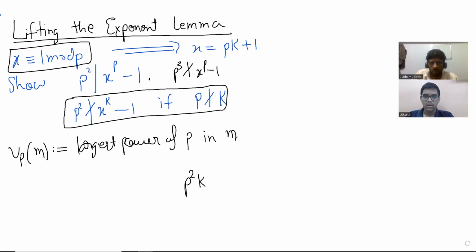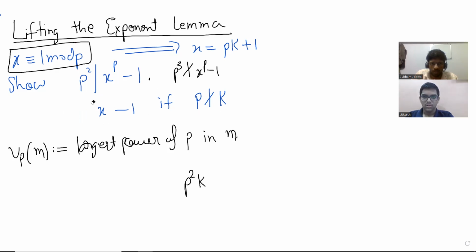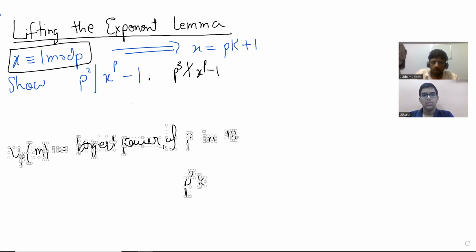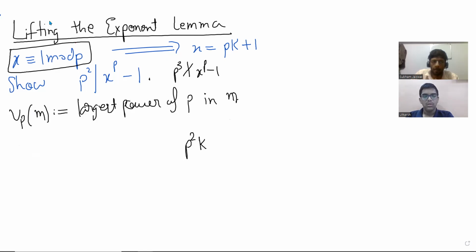I think we have two k's going around, so that's a confusion. So just remove this. This k is our x equal to pk plus 1. Now we don't know if p divides k or not. p can divide k, right? So it can actually. We can make two cases: if p divides k and if p does not divide k.